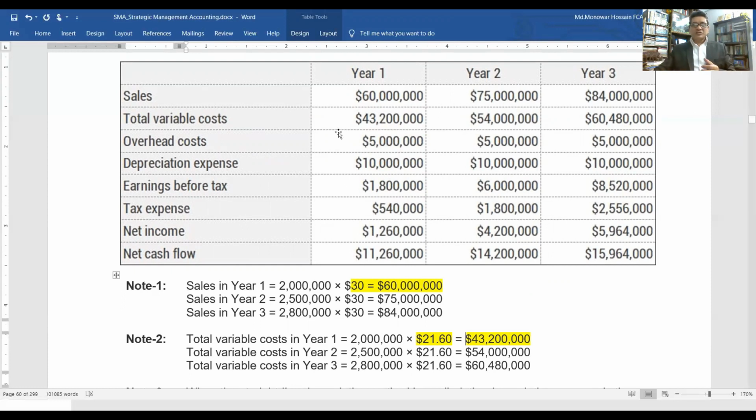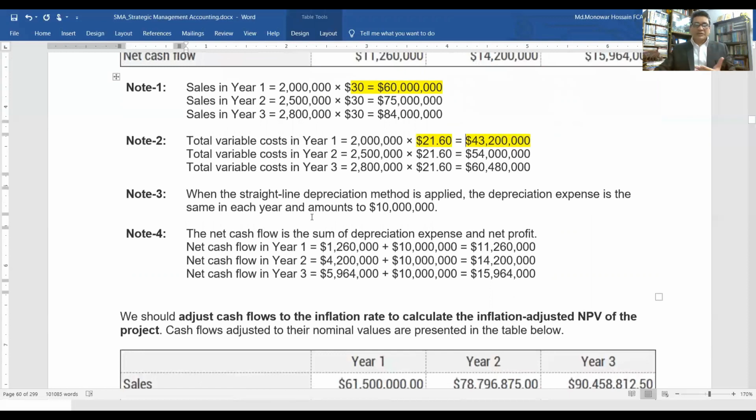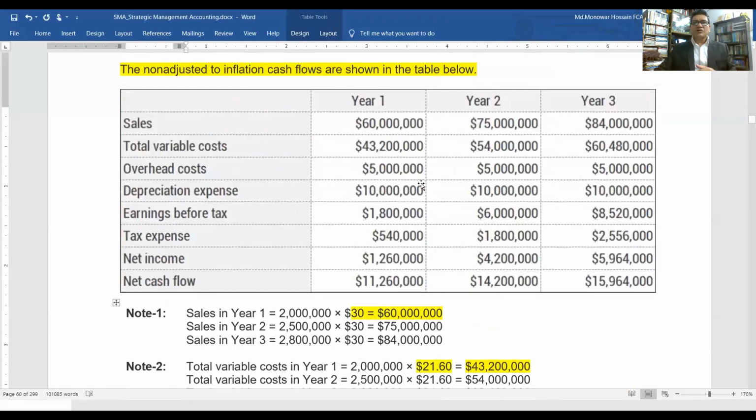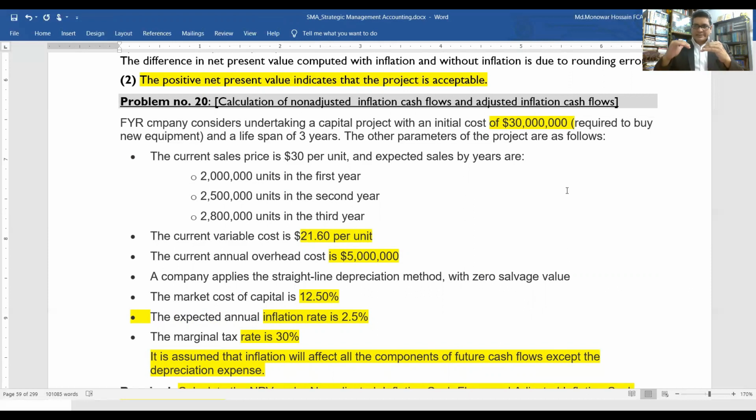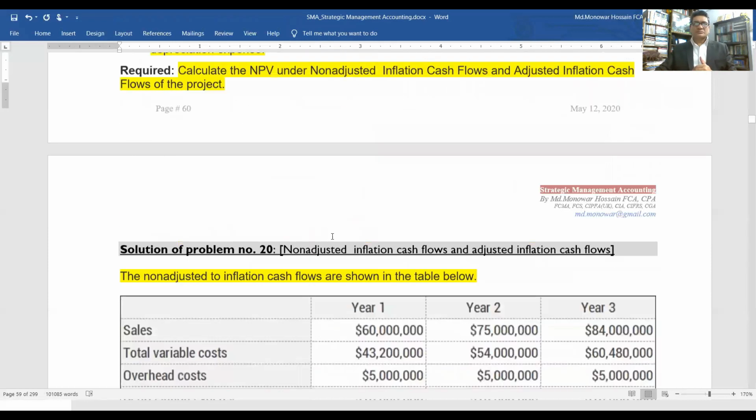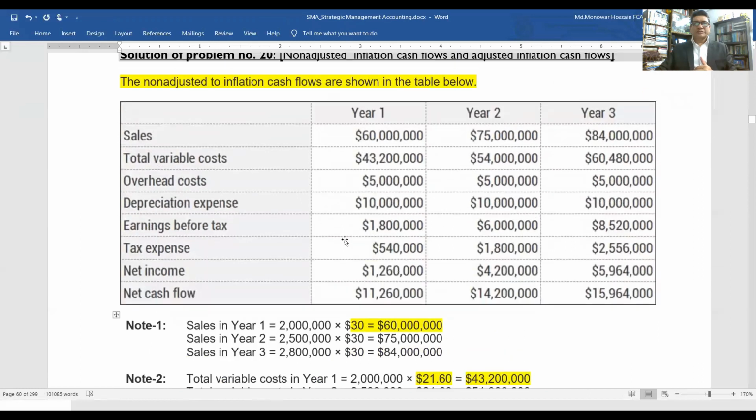And depreciation, what would the depreciation be? It is the straight line method. When the straight line depreciation method applies, the depreciation expense is the same each year, an amount of 10 million. Because look, the capital is 30 million, and this 30 million is divided by 3 years. So each year 10 million is the depreciation.